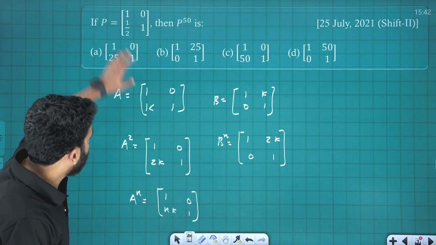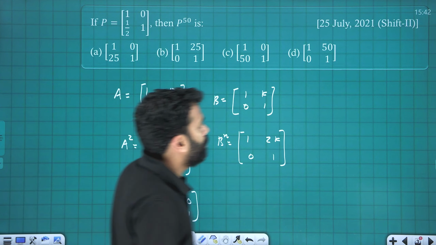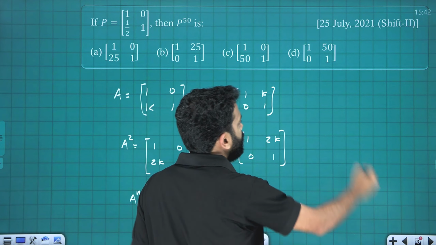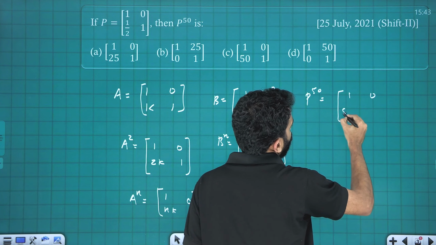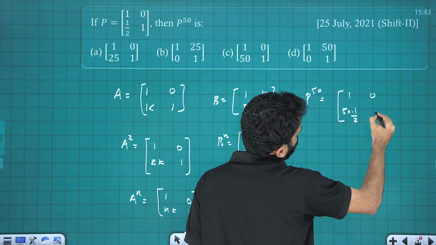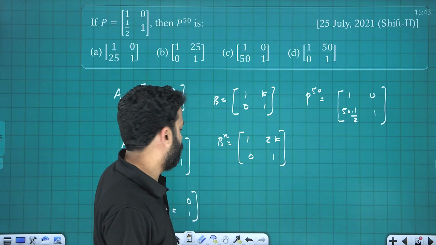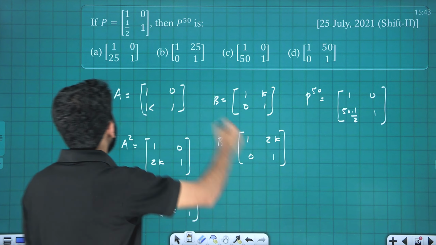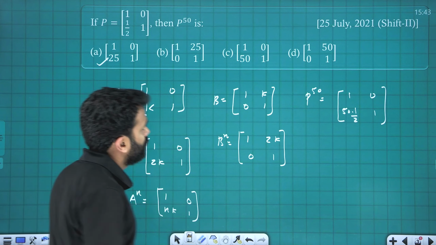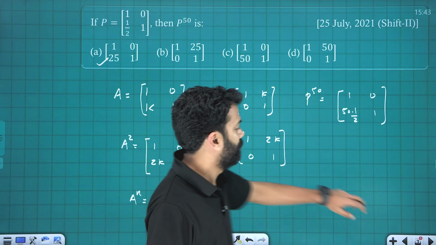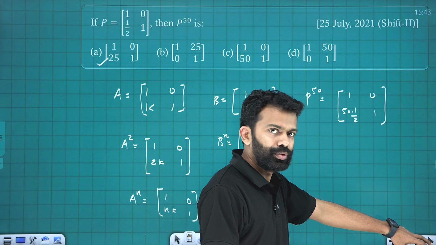So the given matrix is P, right? What will be P raised to 50? It's very easy. P raised to 50 is equal to [1, 0; 50 times 1/2, 1], that is [1, 0; 25, 1]. And that will be option A. Therefore, A is the first answer. Let's move to the next question.